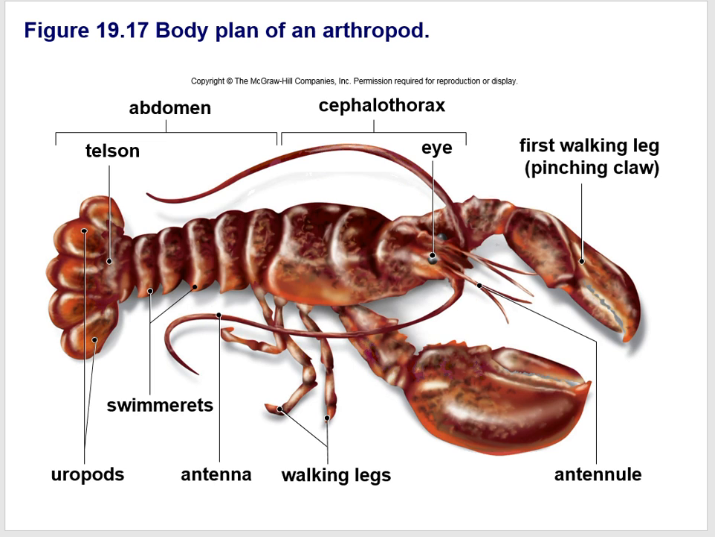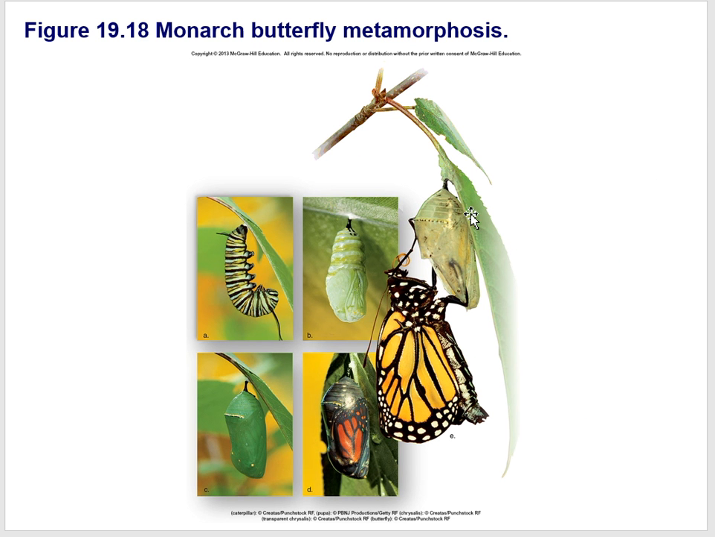Here we see the idea of metamorphosis. So we see that the larval stage of this butterfly is eating and living a very different lifestyle and eating very different food than the adult. So again, the idea there is not to have to compete for resources.